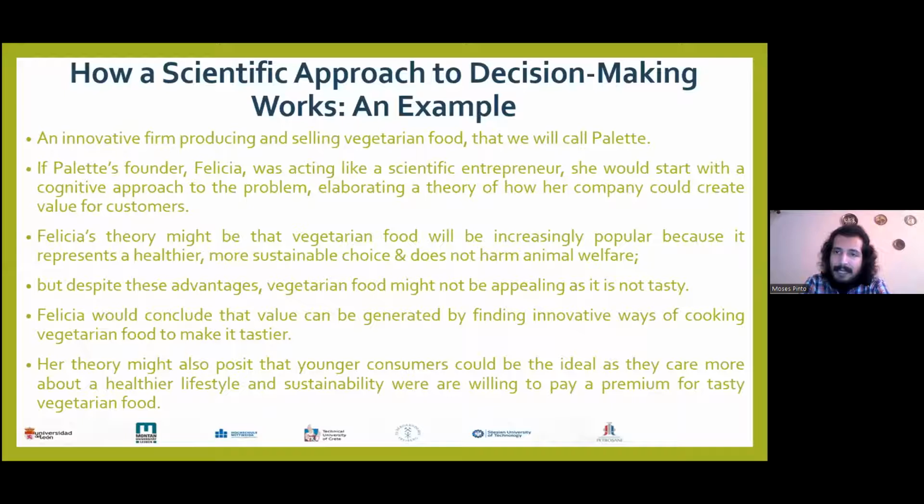Felicia would conclude that value can be generated by finding innovative ways of cooking vegetarian food to make it tastier. Her theory might also posit that younger consumers could be the ideal target, as they care more about a healthier lifestyle and sustainability, and are willing to pay a premium for tasty vegetarian food.